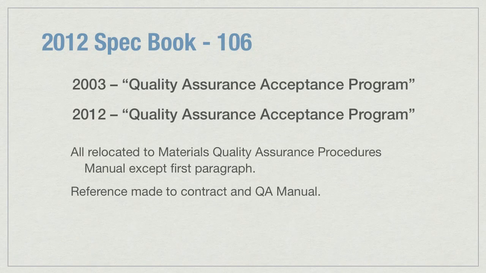Section 106, Quality Assurance Acceptance Program. In the 2003 book, Section 106 described the procedures for accepting materials using the percent within limits statistical methods. All of this information has been moved to the Quality Assurance Manual, except the first paragraph. Now there's reference made to the contract and the Quality Assurance Manual for details of the percent within limits.